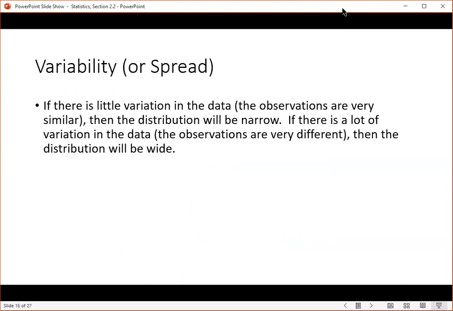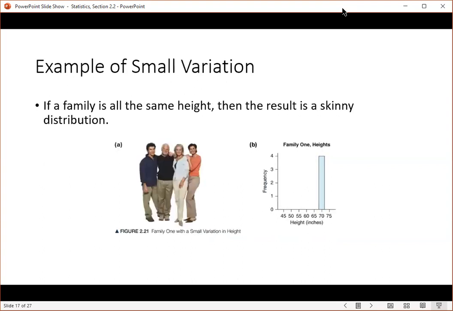All right, if there is little variation in a data set, then we describe the distribution as being narrow. And if there is a lot of variation in the data set, then we would describe the distribution as being wide. So let's take a look at that. If a family has all the same height, so everybody's the same, very much a lot of sameness, which means there's small variation, then the result is going to be a skinny, tall distribution. You could look at it both ways. A single peak here.